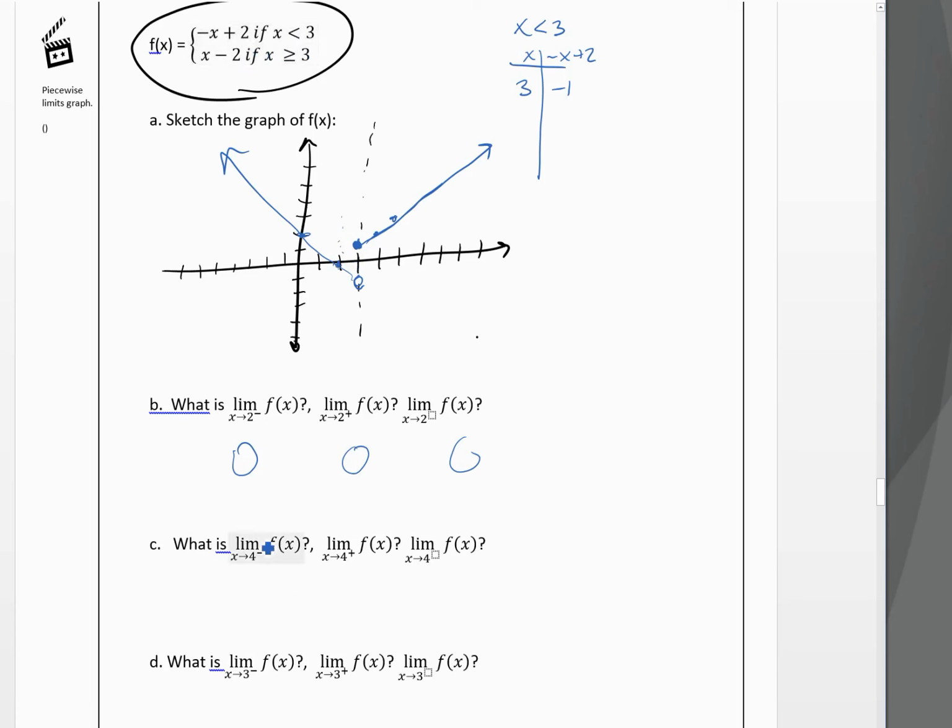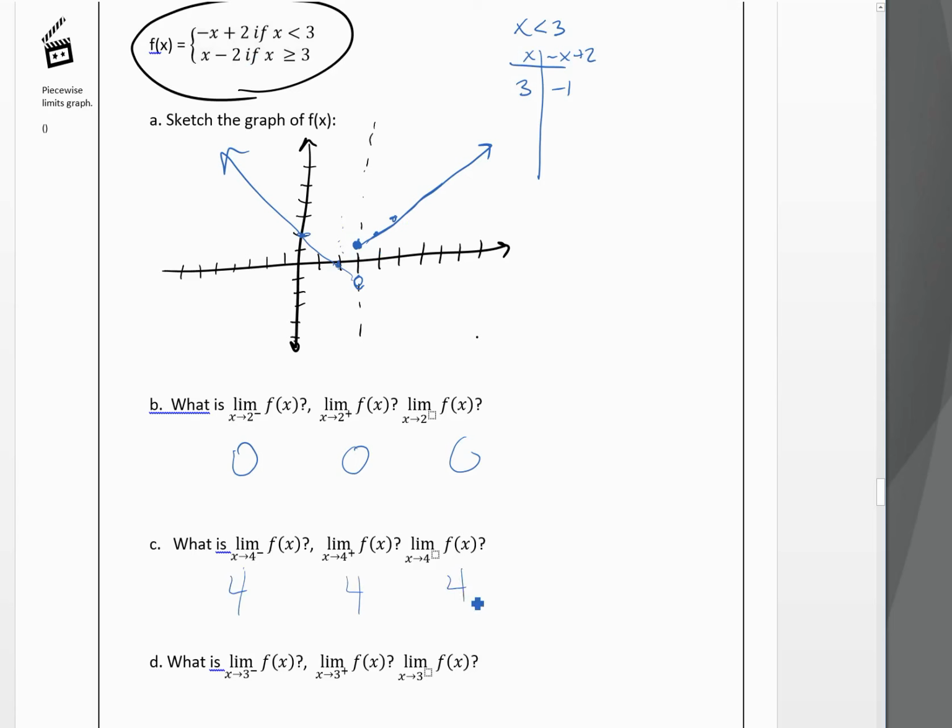Okay, now let's look at 4. Now 4 is above the part where it jumps. And we see the y value there is 2, or what happens if we plug it into the second line. And there, it's nice and smooth, nothing's happening. So our left-handed limit's 2, our right-handed limit is 2, and our limit is 2.